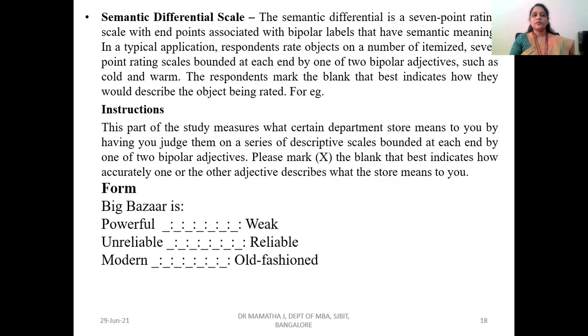Okay, so coming to the next type of scale, that is the semantic differential scale, also called SDS, short form SDS. Here, this is a 7-point rating scale with endpoints associated with bipolar labels. Okay, it will have 7-point rating scale items, with each statement having bipolar endpoints. In the sense, it will have only 2 options, 2 extreme ends that have semantic meaning. Okay, 2 extreme meanings.